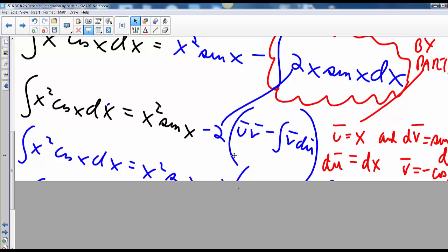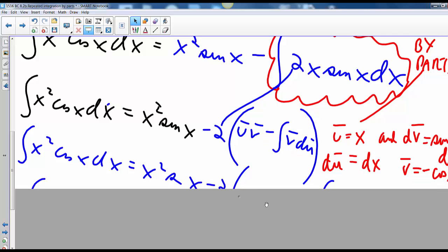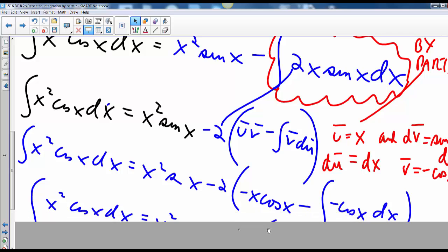So now, instead of uv minus the integral of v du, I have u bar v bar minus the integral of v bar du bar. So my u bar is x. My v bar is negative cos x. So that's where that negative comes from right here. Then I have minus, and then v bar is negative cos x, and du bar is dx.